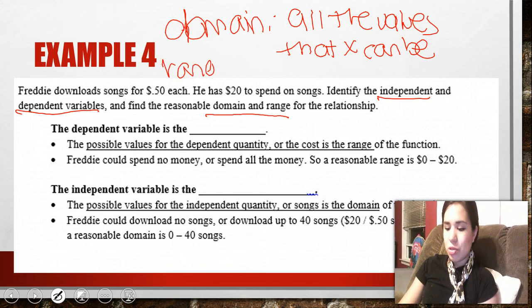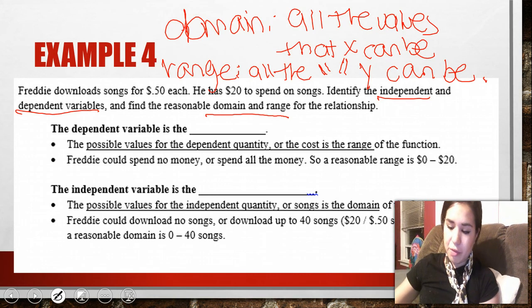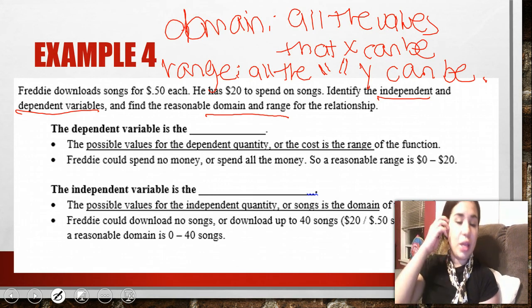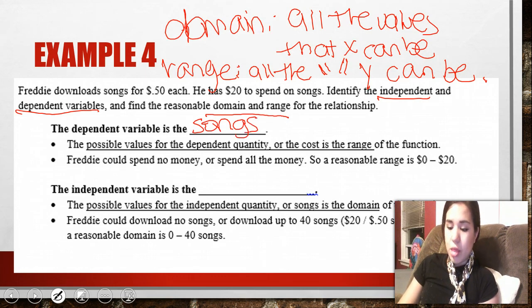So our range is all the values that y can be. Okay, so here, for the dependent variable, what is changing? Here, the songs are changing and it's affecting the price. So the dependent variable is the songs. I'm sorry, is the cost. I messed up. Scratch that. I thought I read independent. The dependent variable would be the cost or the money spent.